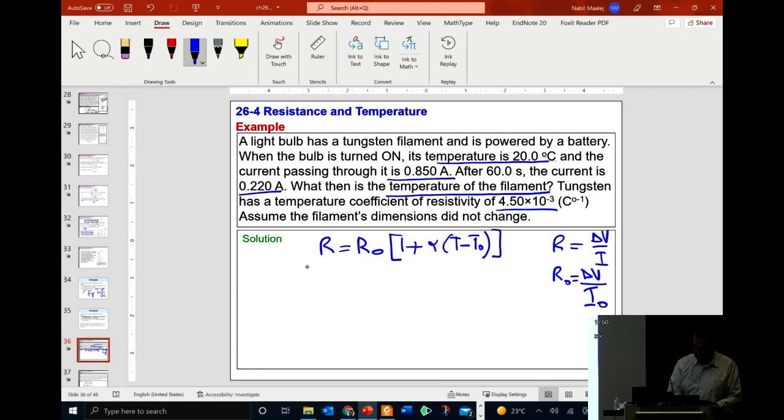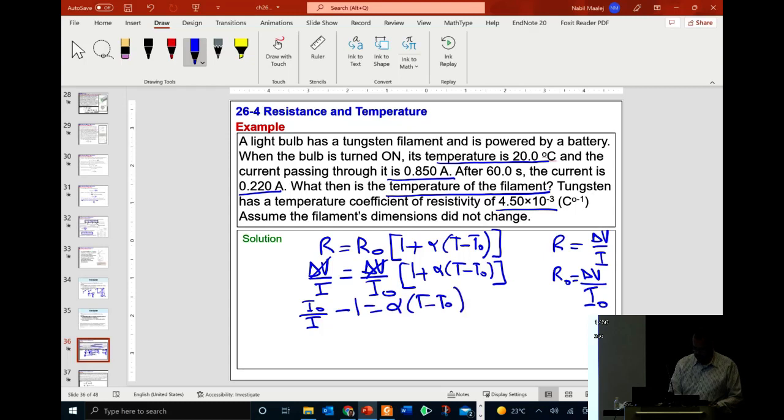Correct? So I'm going to write that here. R is delta V over I, this is the second current. The initial current, R0, is delta V divided by I0, the initial current of 0.85 amps. This is equal to 1 plus alpha (T minus T0). The nice thing here is that delta V cancels, so I can rewrite this as I0 over I minus 1 is equal to alpha (T minus T0). So I can solve for T. T is going to be 1 over alpha times (I0 divided by I minus 1), plus T0.